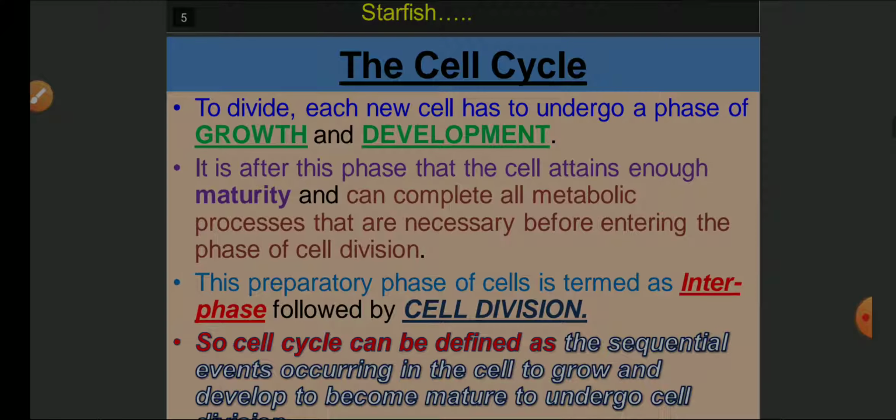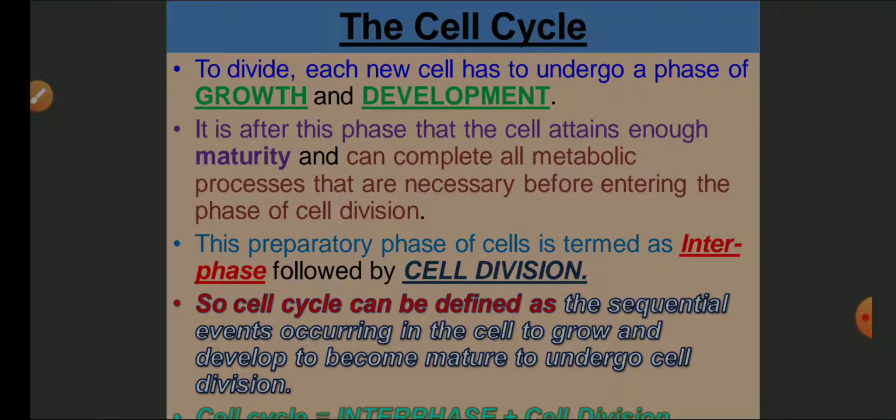Let us come to another topic, that is the cell cycle. This is the main topic, our chapter starts from here. Cell cycle. The word cycle is used, that means there must be sequential events going on in the cell. To divide, each new cell has to undergo a phase of growth and development. A newborn cell, before undergoing cell division, requires growth and development, which is related to maturity. That means the cell requires to become mature. Once it becomes mature, only then does it undergo cell division.